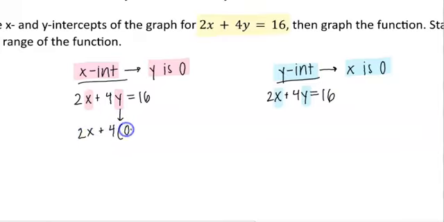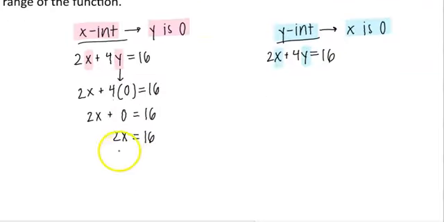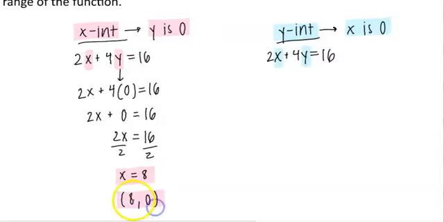2x + 4 times 0 = 16. We just talked about how anything multiplied by 0 is always equal to 0. So then you can solve this. 2x + 0 is just 2x. And then to solve 2x = 16, you're going to divide both sides by 2 to get the x by itself. x is equal to 8. As a coordinate, you could put that as (8, 0). The x is 8, the y is 0.